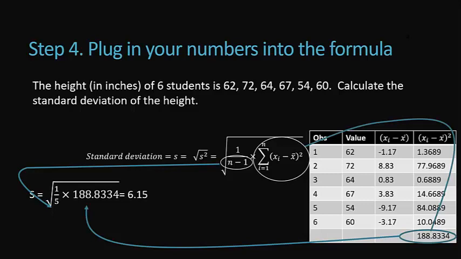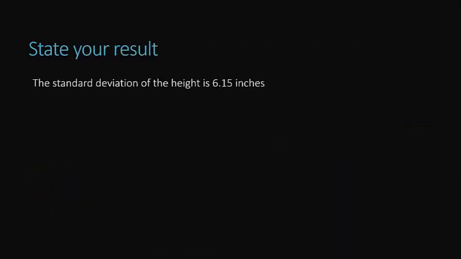Again, you know what n minus 1 is, and that's 5. So it's 1 over 5 multiplied by the sum of all the observations from observation 1 to observation 6 of xi minus x bar all squared, which we evaluated to be 188.8334. If you multiply that by 1 over 5 and take the square root of that product, you end up with 6.15. And so finally, you can state your result: the standard deviation of the height of these 6 students is 6.15 inches.